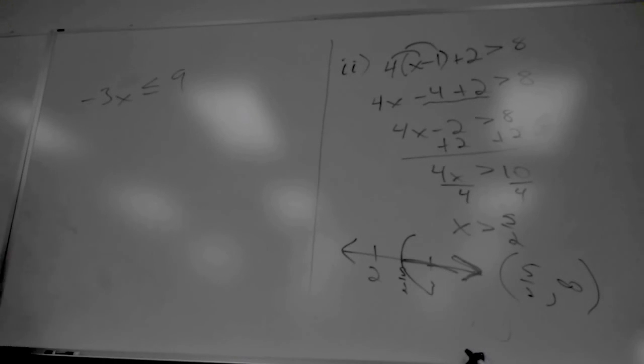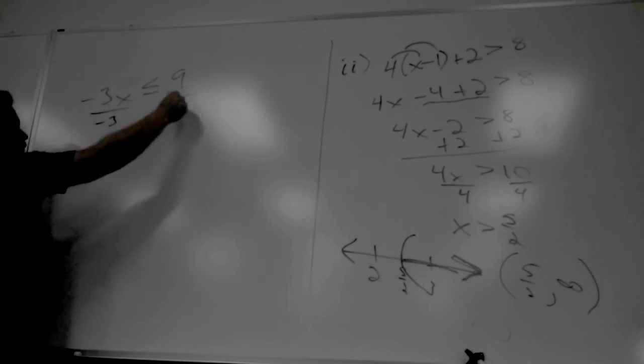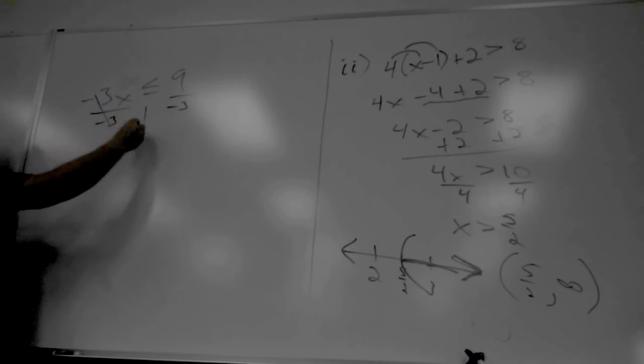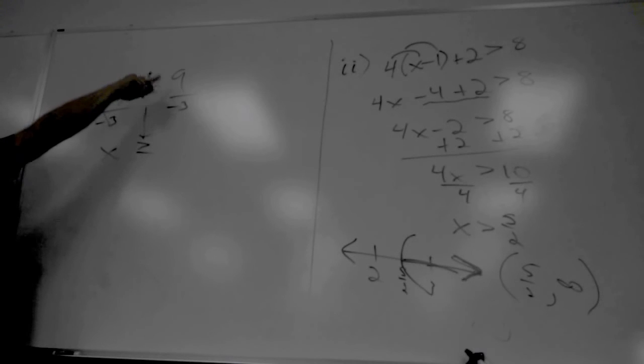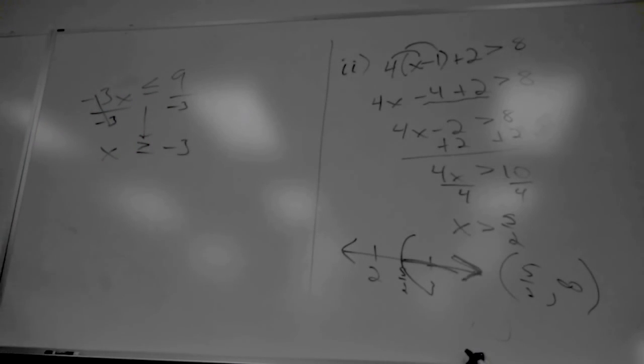So it's not just is there a negative somewhere in the problem. It's what are you doing? If you divide or multiply by a negative, then you have to switch the sign. So what am I dividing by? Negative. I divided by a negative. So x is greater than... good. That has to switch. And that is -3. And then you can graph it, interval notation it.